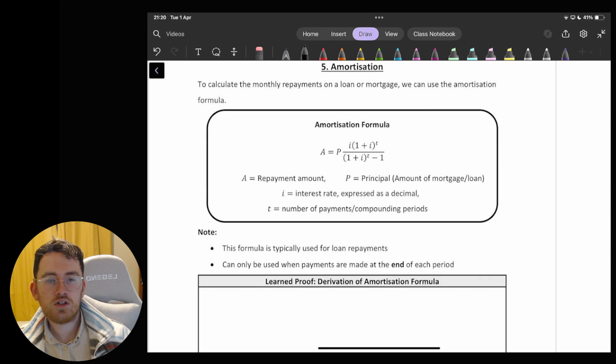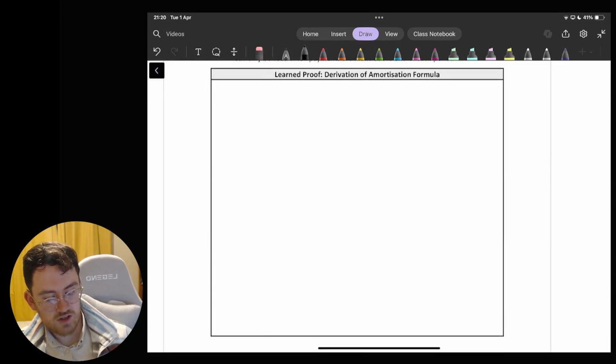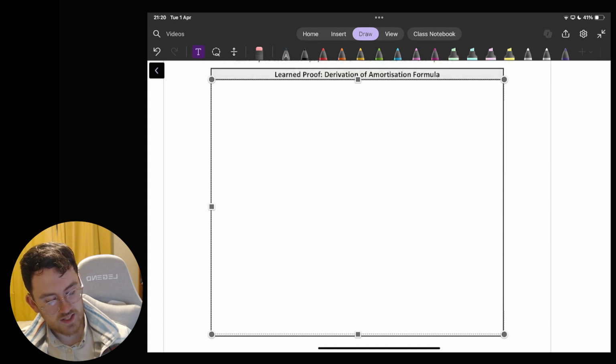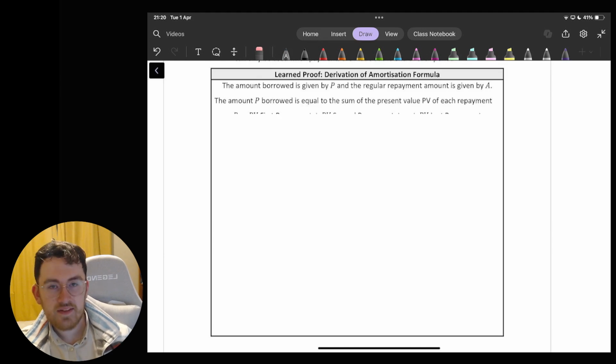And this formula can only be used where the payments are made at the end of each period. We'll see why that is in terms of the derivation here. I'm just going to talk us through the derivation as opposed to writing it out. When we're deriving this formula, and this is something that we should know, it is a learned proof. If we let the amount that was borrowed be P and the regular repayment be A, then the amount P borrowed is equal to the sum of the present value of each repayment.